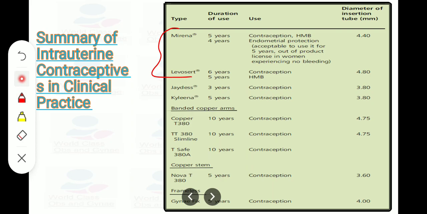Now, when we talk about the banded copper arms, we have different types like copper T380 used for 10 years for contraception, TT380 Slimline 10 years for contraception, T-Safe 380A 10 years for contraception, and copper stem types like Nova T380 used for 5 years for contraception. We have frameless copper IUCD like Gynefix, which is used for 5 years for contraception. This table is basically from the TOG article about intrauterine devices, September 2020.